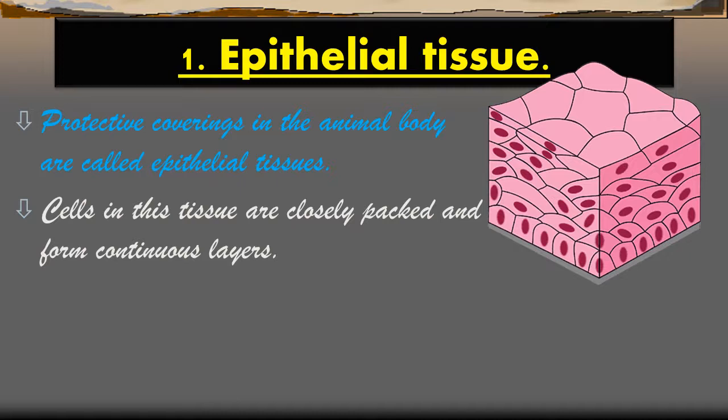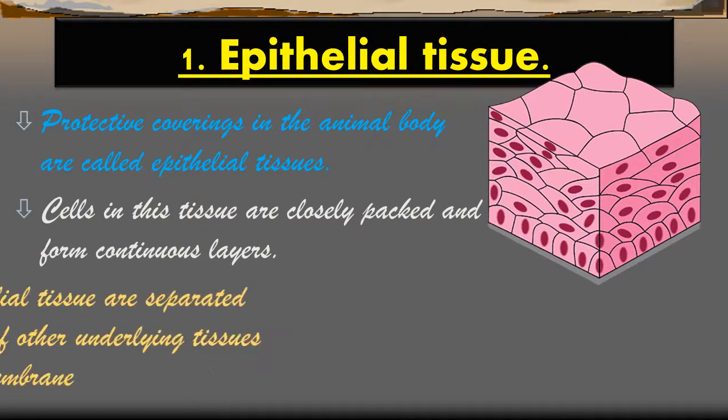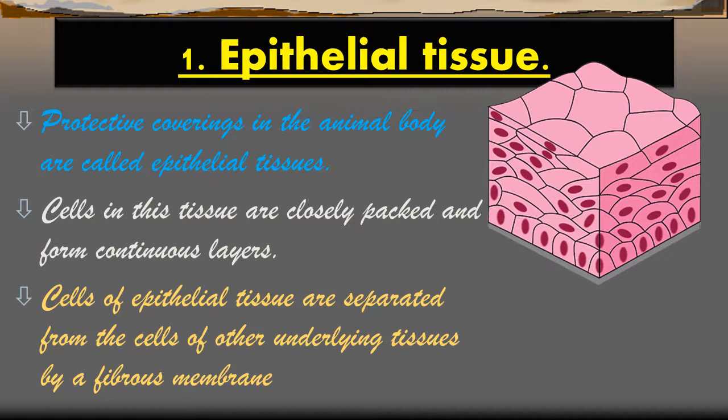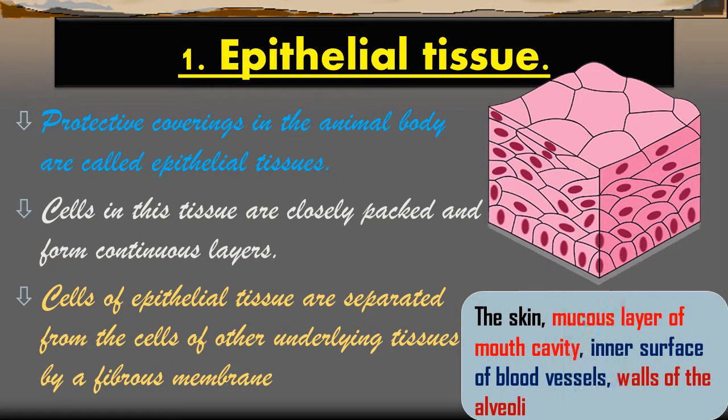The cells of epithelial tissue are separated from the cells of other underlying tissue by a fibrous membrane. The skin, mucous layer of the mouth cavity, inner surface of blood vessels, so blood vessels like veins, arteries and capillaries, and walls of the alveoli, which are part of the lungs, are made up of epithelial tissue. So all these parts are made up of epithelial tissue.